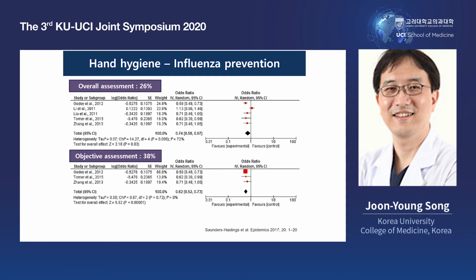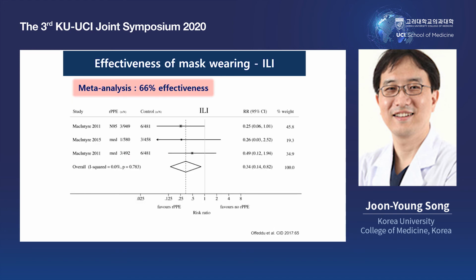Hand hygiene and mask wearing are important for each patient or medical staff. There is no study conducted on COVID-19, but according to a study conducted on influenza viruses of a similar particle size, hand hygiene alone was able to prevent influenza infection by 26 to 38%. Moreover, mask wearing showed a statistically significant prevention against influenza-like illness with 66% effectiveness.